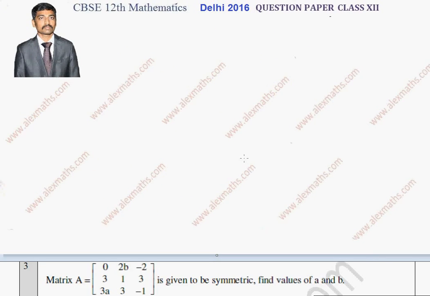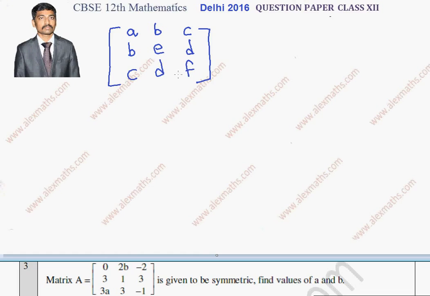Matrix A is given and they have given it is symmetric. Now find the values of a and b. When it is a symmetric matrix, after the transpose, the elements should be same. Suppose if you have a here, b here, c here, then definitely these also should be b and c. Suppose if some other element e here, then d here, then this should be d and f. So this is one general matrix where even after the transpose you will find the same matrix again.